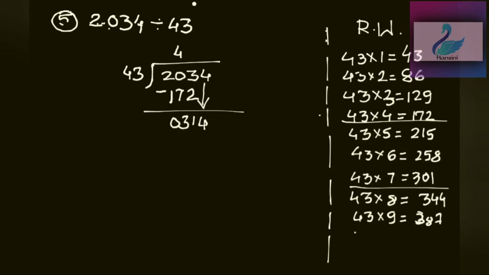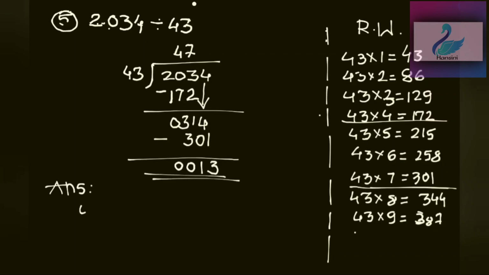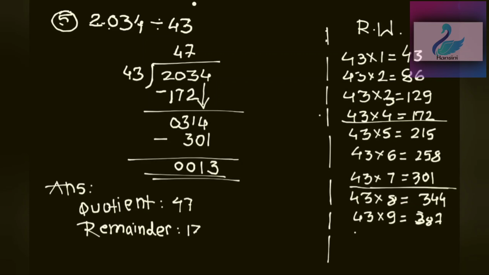Now I will take the 4 down, so I get the value as 314. So now 301 is smaller than 314. So I will write in the quotient's place 7 and I will subtract 314 with 301. I get the answer as 13. So the quotient is 47 and the remainder is 13. 2034 divided by 43, quotient is 47 and remainder is 13.